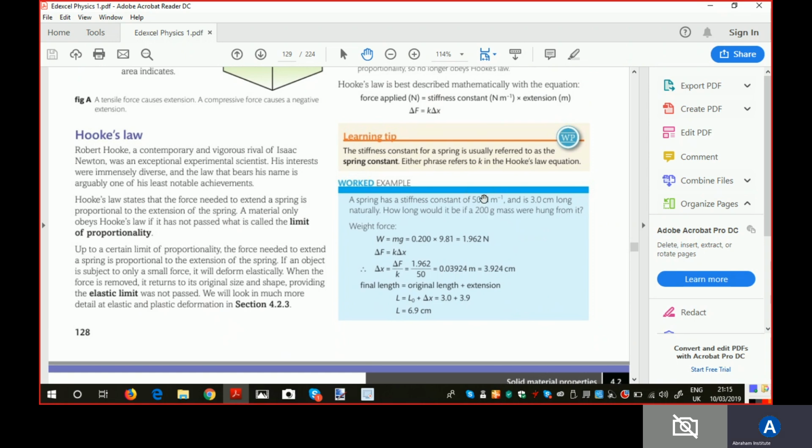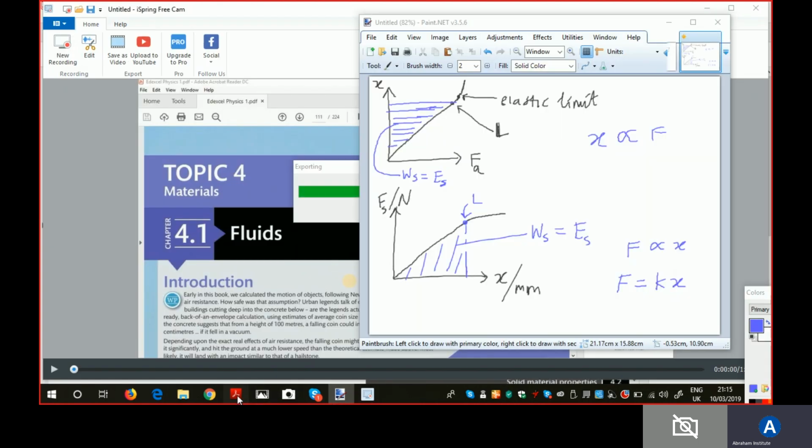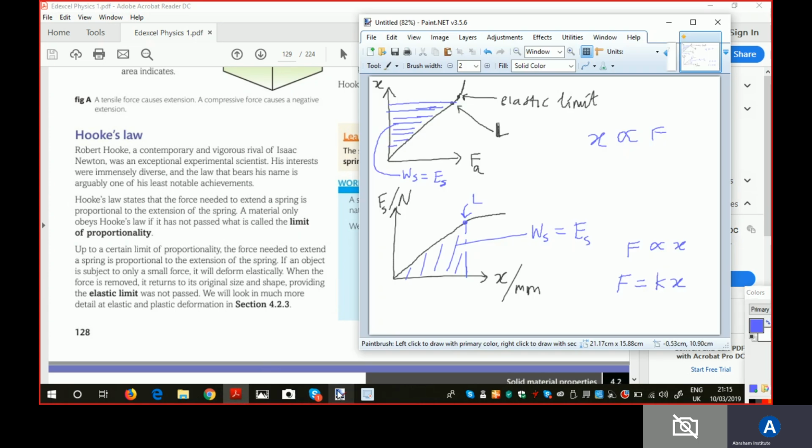So the K is given and the original length is given. Now remember, extension is final length minus the original length. This X here is the extension. So extension is equal to the final length minus the original length. Instead of writing X I could have used L, but X is the standard letter we use for extension. So final length minus the original length is the extension.